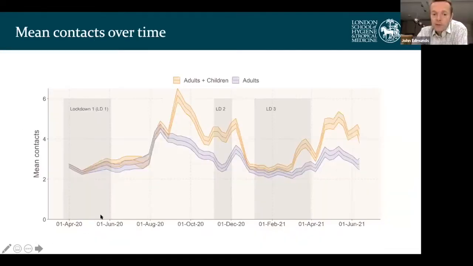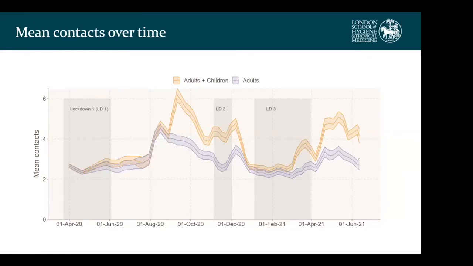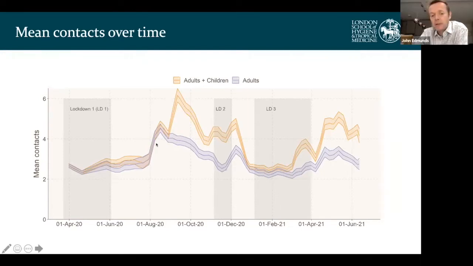And these are the sorts of results that you get from it. So this is just looking at mean contacts over time. In the blue is adult contacts, mean rates of adult contact, and in the yellow it's the mean rate of contacts, including children and adults.